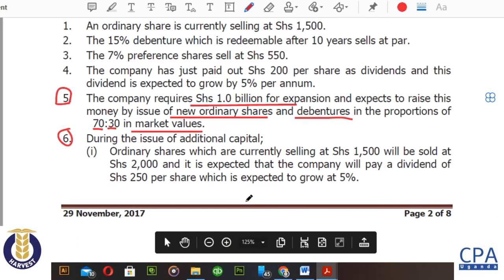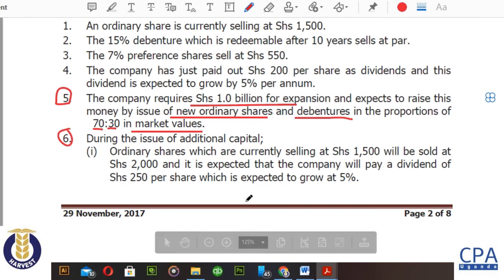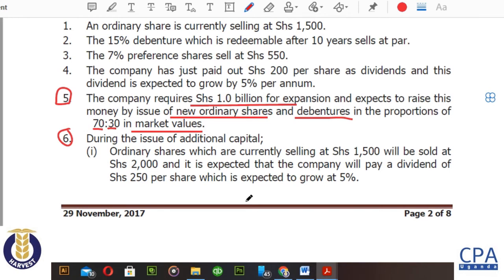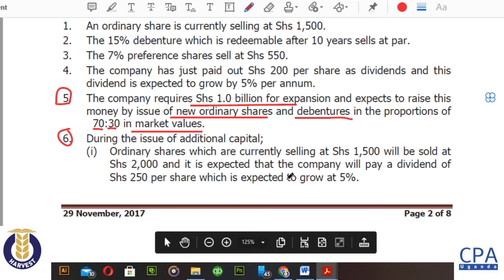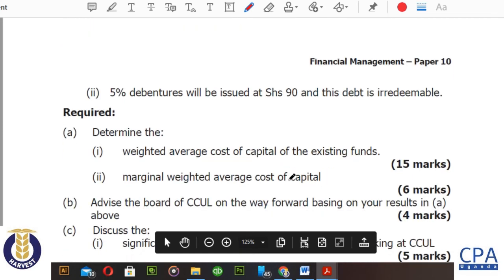Now, as always, the ordinary share or the equity usually changes, especially when it comes to the price, the growth, and the dividend that's going to be paid. So those changes are going to lead to a change in the KE. So we shall need to compute a new cost of equity, which is the KE.